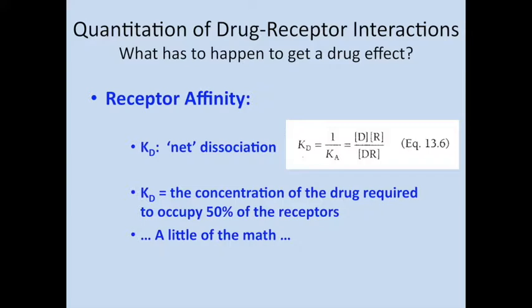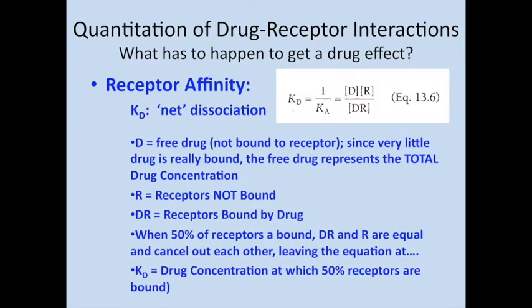So basically, KD is a measure of the affinity of the drug for the receptor, because it's the dissociation, and that's the one we use the most often. But it's also the measure of the concentration that's required to occupy 50% of the receptors. Again, we're trying to quantitate how a drug is going to interact with a particular receptor. KD is going to be our measure of affinity for that, but in a mathematical sense, it's also going to be that concentration that will occupy 50% of the receptors.